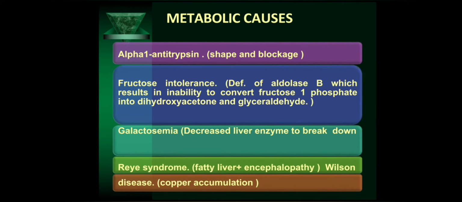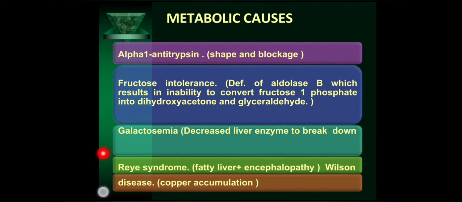The metabolic causes include alpha-1 antitrypsin deficiency, and fructose intolerance, that is deficiency of aldolase B, which results in inability to convert fructose 1-phosphate into dihydroxyacetone and glyceraldehyde. Galactosemia: there are different kinds, and one of the causes is a decreased liver enzyme which is responsible for the breakdown of galactose. If that is deficient, it will lead to galactosemia.